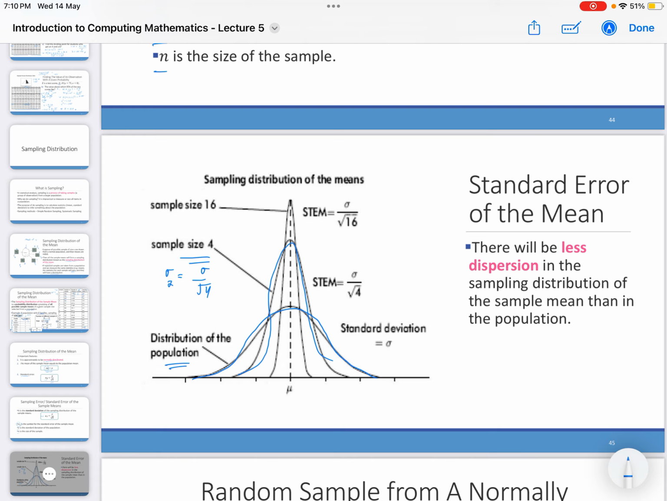Okay. And then again, if we take a bigger sample size, which is 16, n equals 16 now. So the standard deviation, the standard error, is sigma divided by square root 16. So this one will have less dispersion. So the bigger the sample size, the smaller the dispersion, or the smaller the standard error, or the standard deviation of the sample mean.